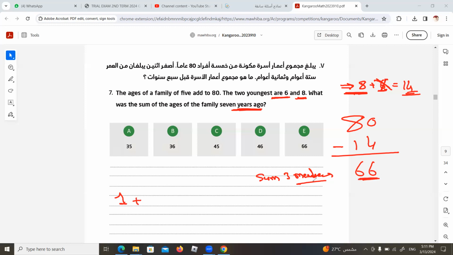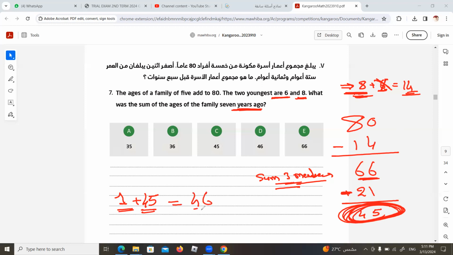What about 66? There are 3 members. Each one will take 7. So it's 7 times 3, which means 21. So make minus 21. It will be 5 here, and 4 here. So the total ages for the 3 members will be 45. Now you have 45 plus 1 coming from this member. It will be 46. So the answer will be 46, which is letter D.